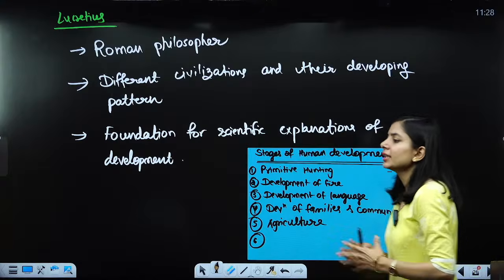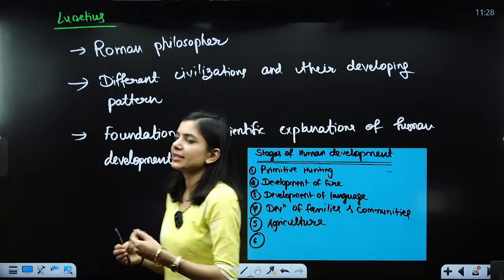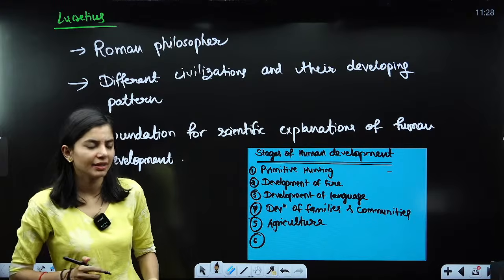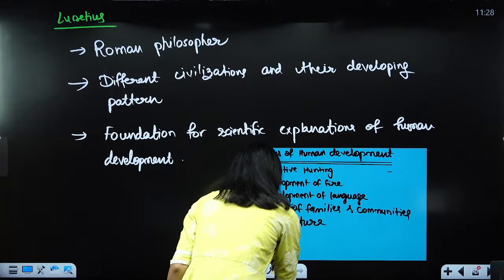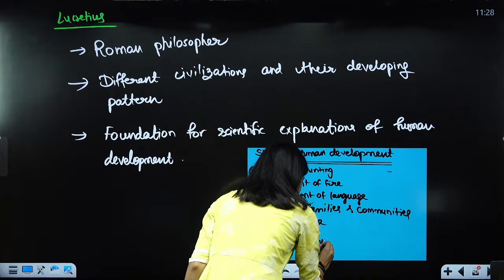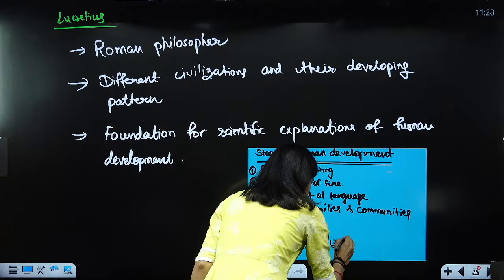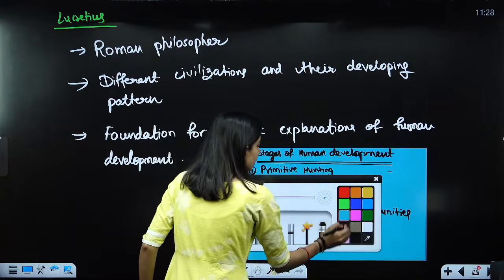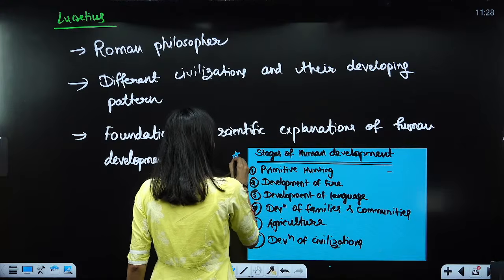And at last, agriculture, families, everything, it leads to the development of art, technology and civilization. So later on, the next part is the development of civilization. This is very important.